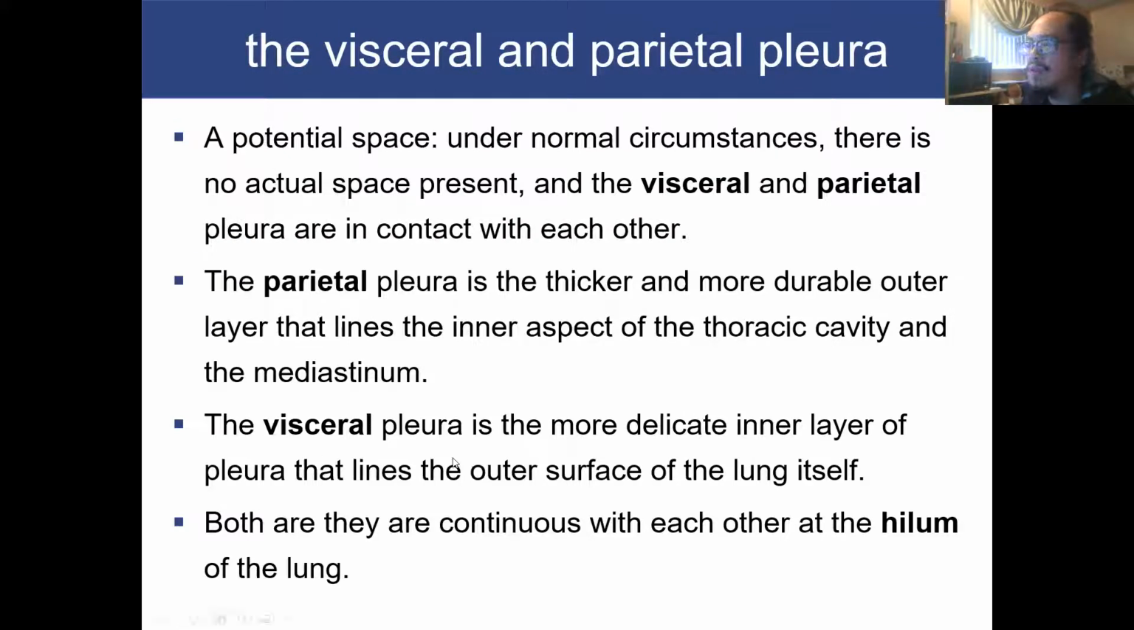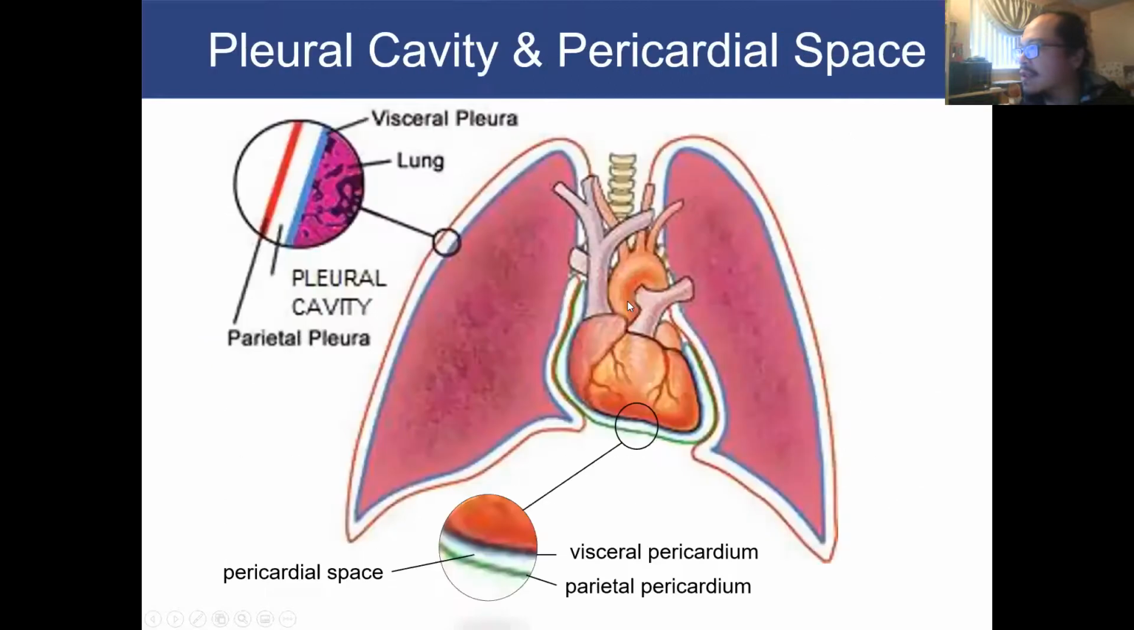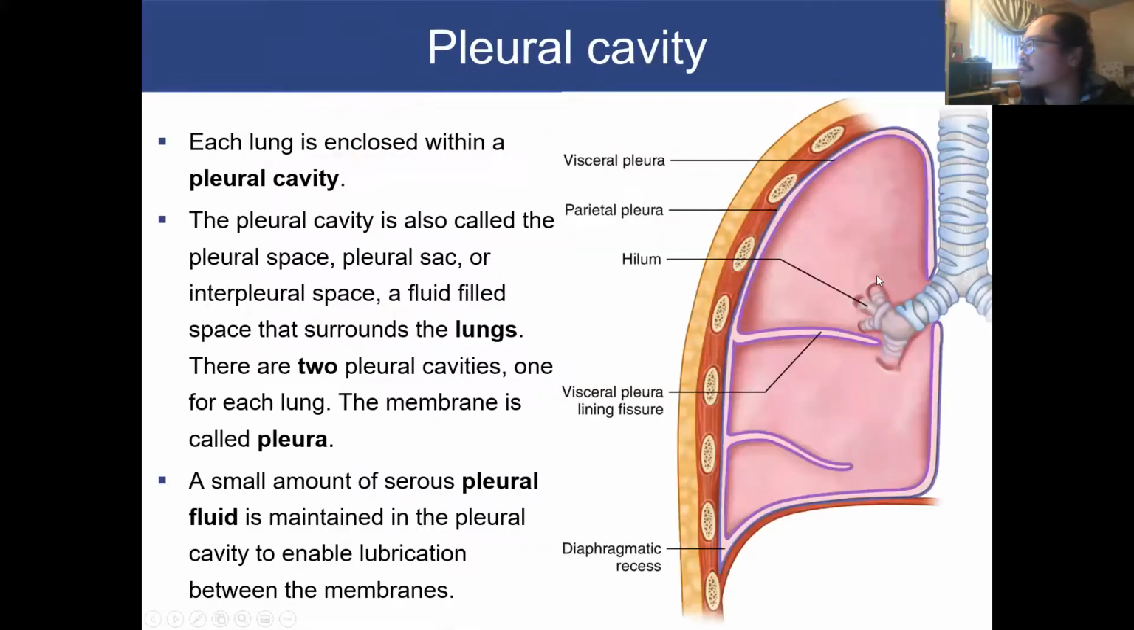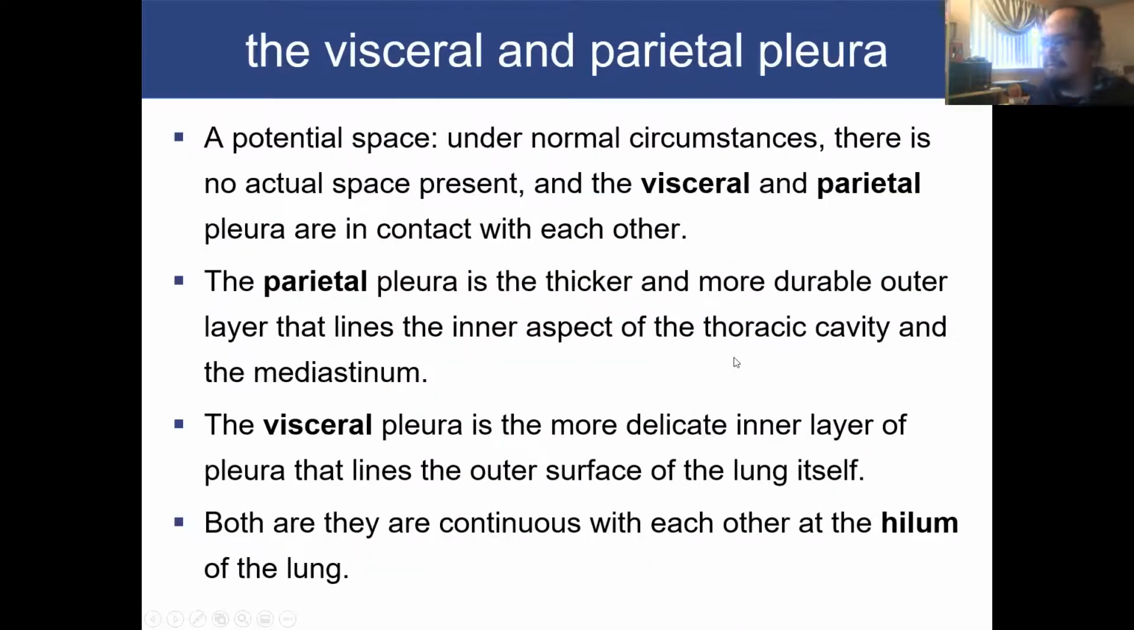That is a space called the mediastinum. And the visceral pleura is the one attached to the lung. Both membranes meet each other, are continuous at the location of the hilum, right? So that's right here, hilum, right? So visceral and parietal are continuous in the location of the hilum. So that's that.